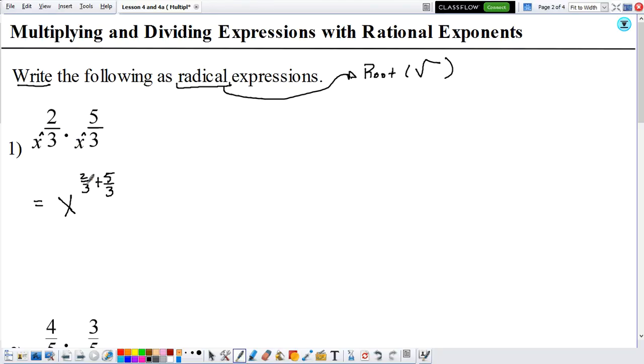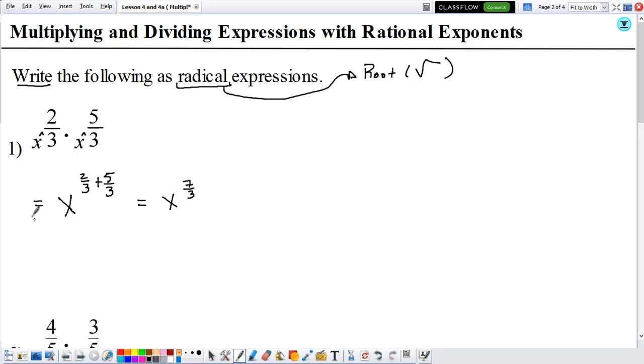Now we're going to concentrate on the exponents here. We're adding two fractions, so you have to remember that if we're adding two fractions, the denominators need to be the same. They're the same, so we can proceed with the addition. So 2/3 plus 5/3 is the same as 7/3.